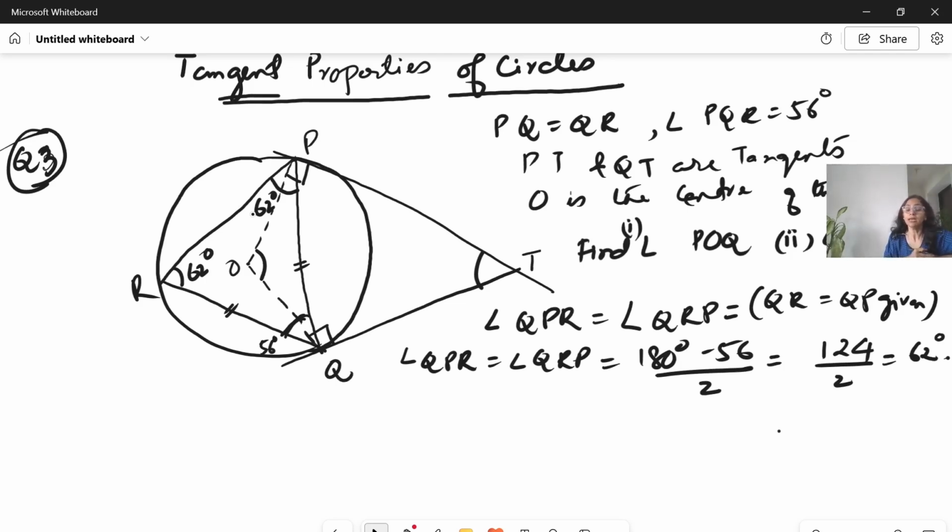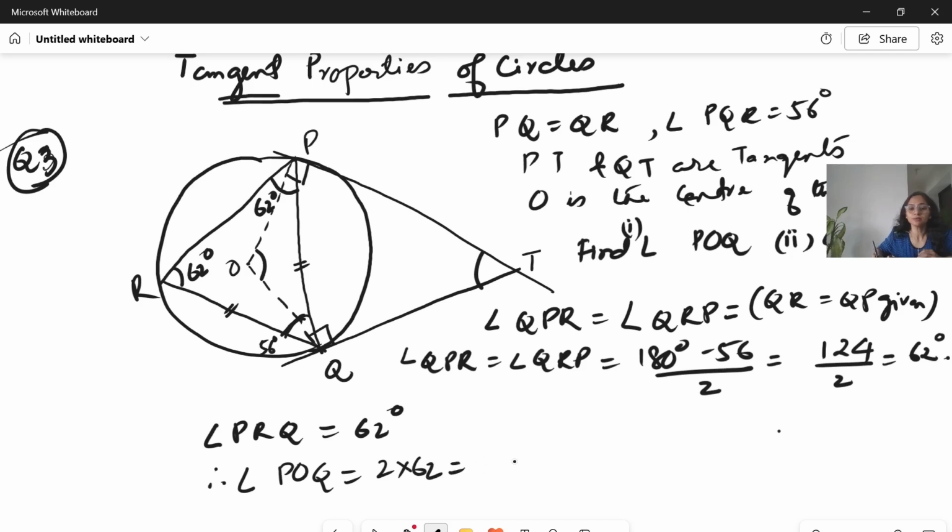How to get POQ? To calculate POQ, again think about the angle property and arc property of the circle. PQ is an arc of a circle, and that PQ arc subtends an angle of 62 degrees at the circumference. From that property we know that the angle subtended by an arc at the center is double the angle at the circumference. So angle PRQ is equal to 62 degrees. Therefore, angle POQ equals 2 into 62, which is 124 degrees.